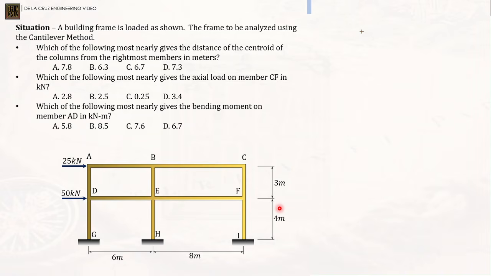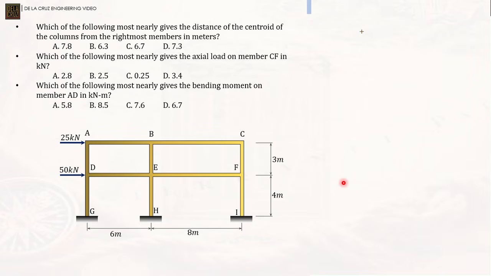Of course, let's solve this so we can understand it better. How do we calculate the location of the centroid? Here, which of the following most nearly gives the distance of the centroid of the columns from the rightmost members, in meters? All right, let's move on. So, centroid of the columns. We'll be assuming this is the location of our centroid of the columns from the rightmost member. The rightmost member is what is being asked here.